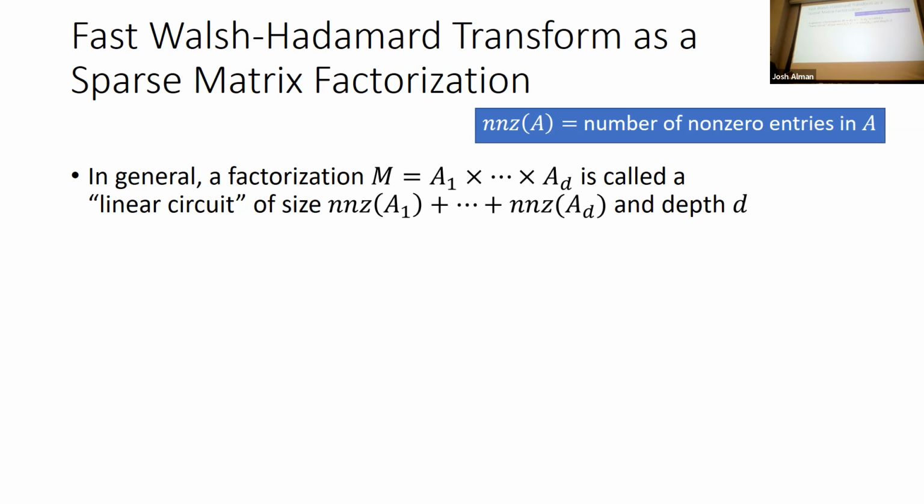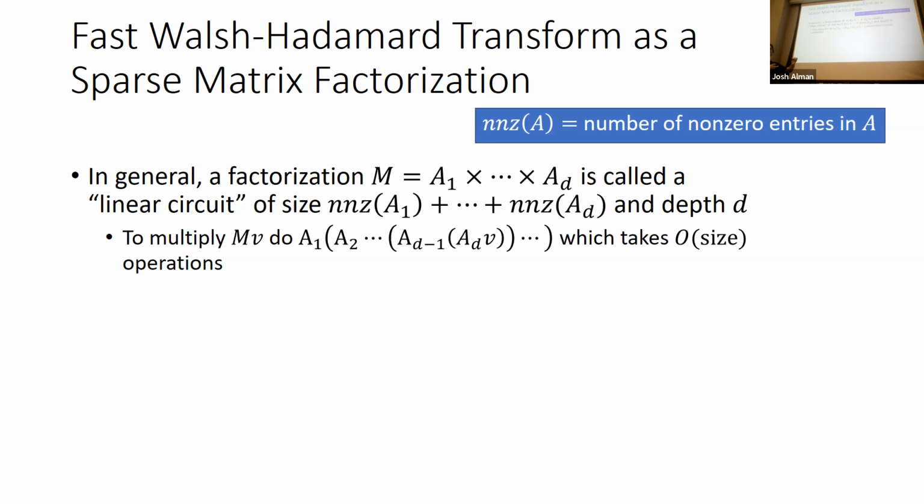Okay, and then the idea is that if you want to multiply the matrix times a vector, you can do it in order of that size operations by first multiplying A_d times the vector, then multiplying A_{d-1} times that, and so on. And you can multiply a matrix times a vector in number of operations proportional to the number of non-zero entries. So that's why that's the way I measure the size.